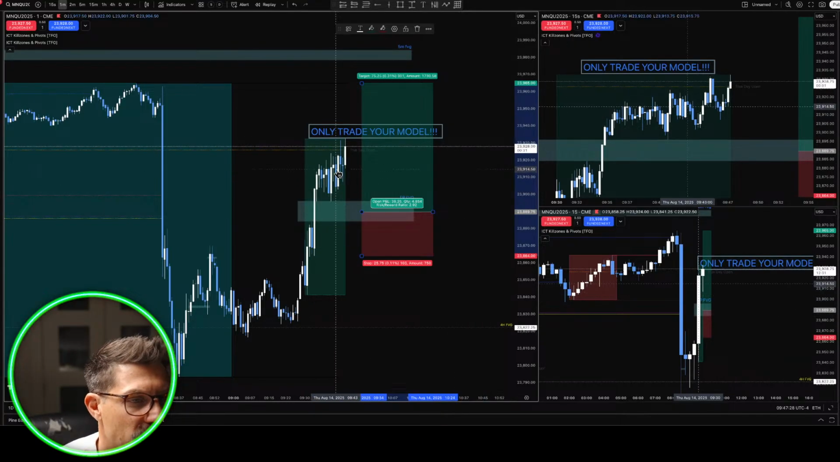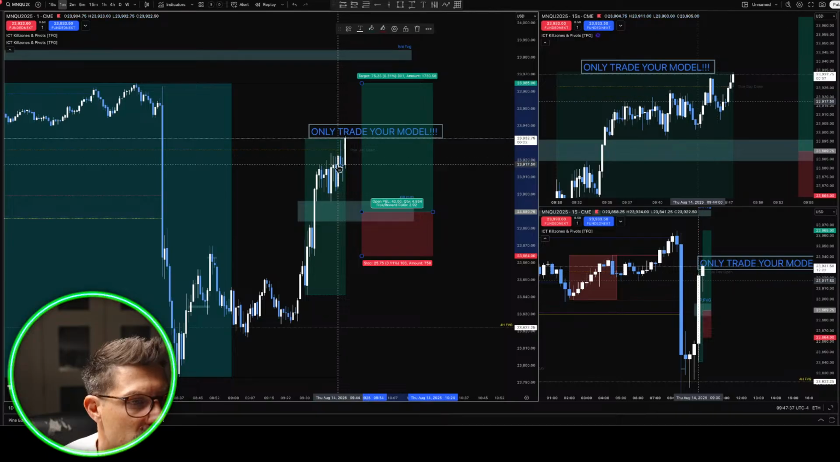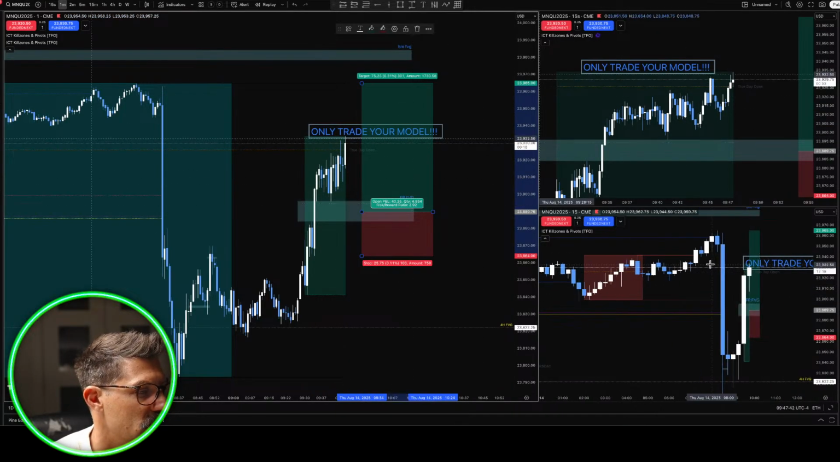I don't remember that 15-minute candle coming down so far. I guess it did. It looks so much bigger on this side.